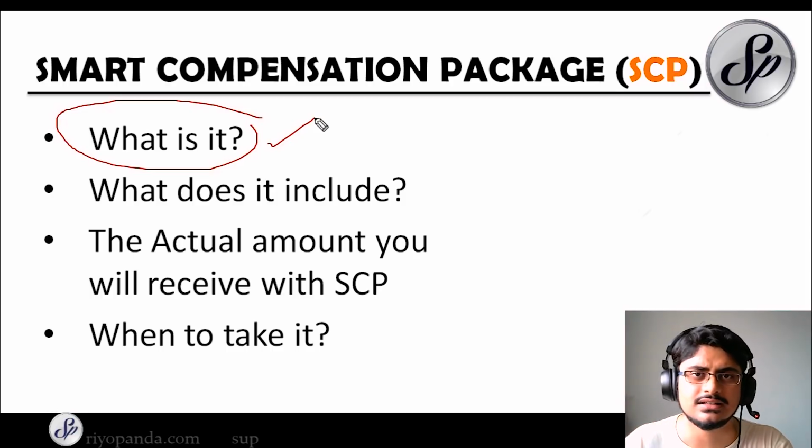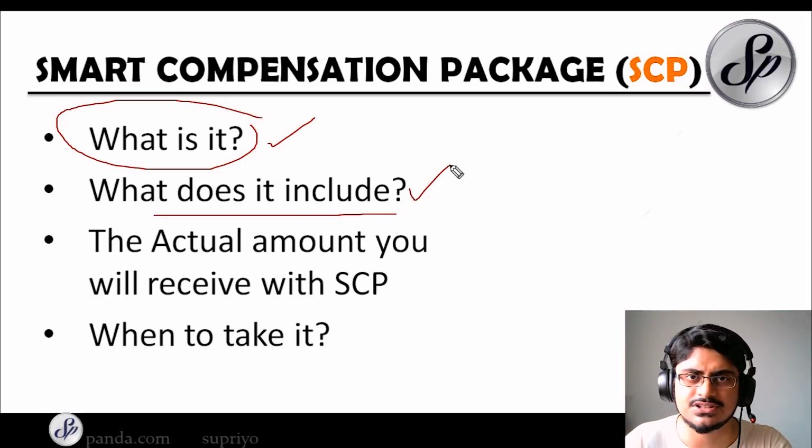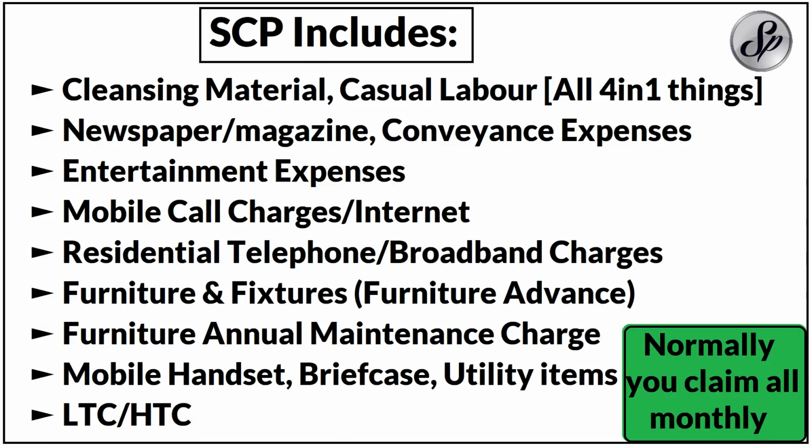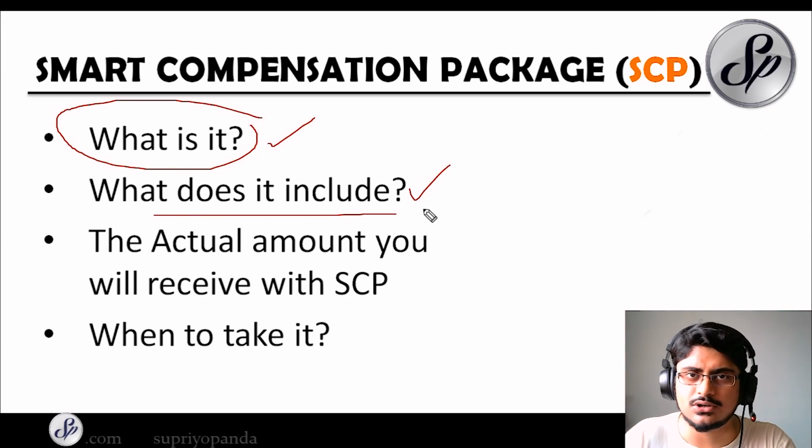So what are the things which are actually included in the Smart Compensation Package? Let's have a look at all of those things. So all these things which you were claiming monthly: your cleansing materials, casual labor, newspapers or magazines, conveyance expenses, entertainment expenses, mobile call charges or internet, residential telephone and broadband charges, as well as entitlements for furniture and fixtures, furniture annual maintenance charge, mobile handset, briefcase, utility, leave travel concession and home travel concession. So all of these things together you are going to get by the Smart Compensation Package. So now you understand what all it includes.